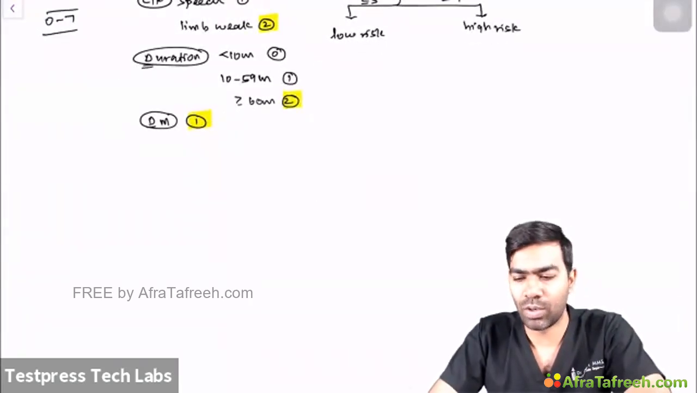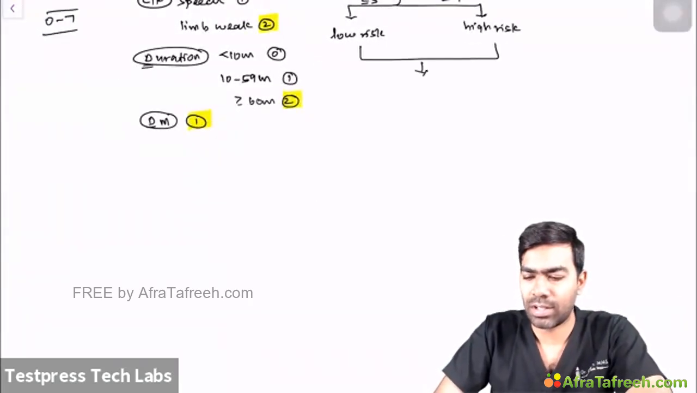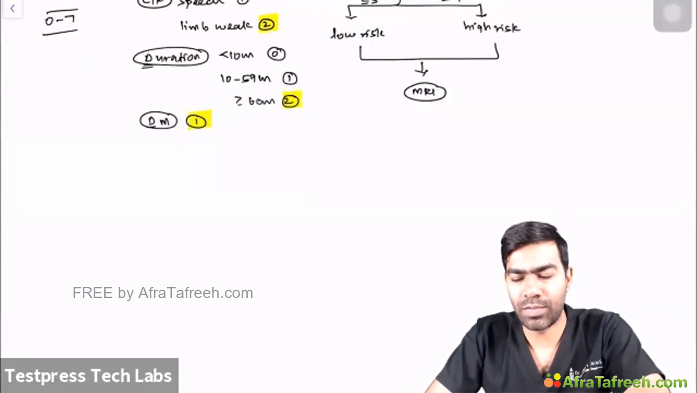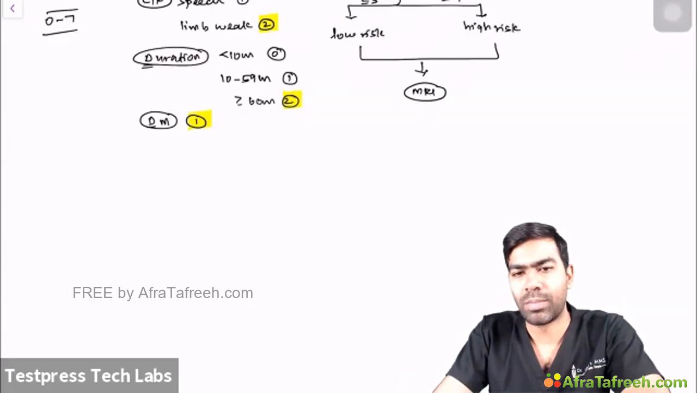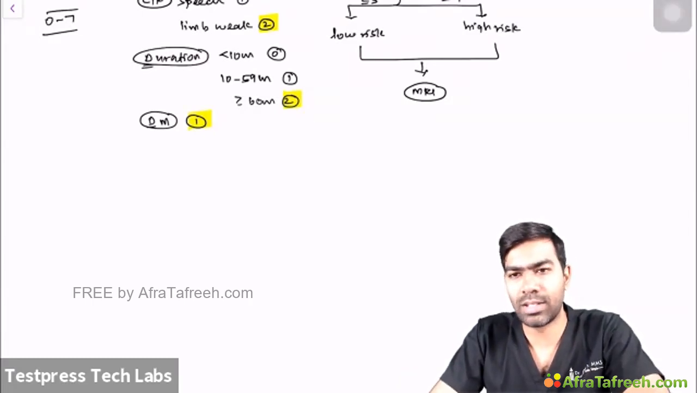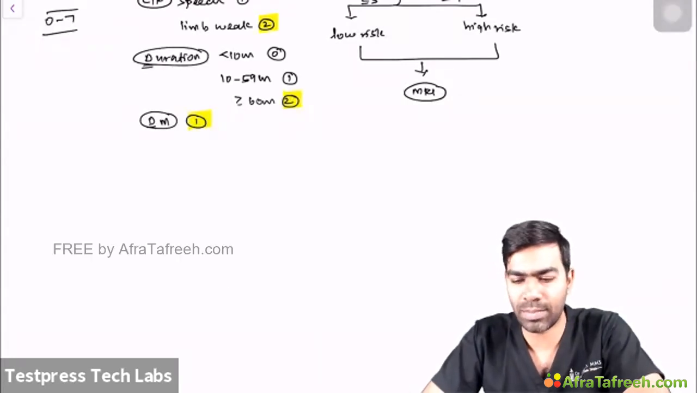So anyways, whether it's low risk or high risk doesn't matter. You're going to do an MRI anyways. MRI definitely is mandatory, especially diffusion weighted sequences are very, very important. But you might be asking me, if the patient is having a low risk or a high risk, you're going to do an MRI, so why do you want to categorize them in the first place?